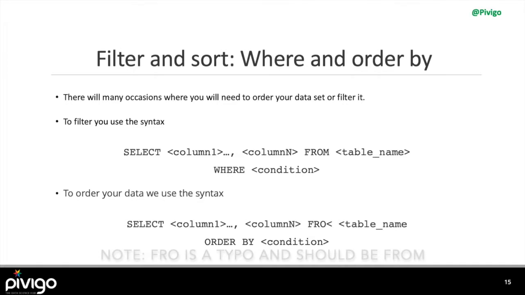Now, you will, of course, need to filter your data. You never want to select all of it. So we can do that using the where clause. And the way to do that is to go select column from table where condition. And then you can also order that output by using the order by clause. Now, by default, order by sorts your data in ascending order. I leave it as an exercise for you to try and find out how to make it descending order.